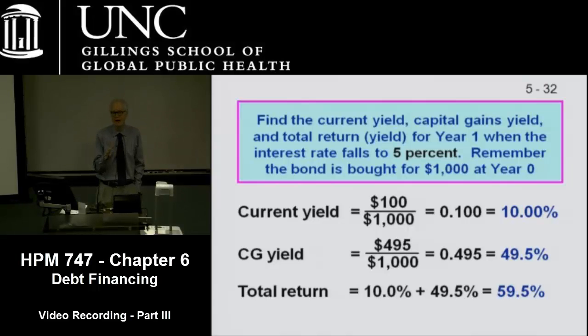This is an extreme example, as I said. You'd never get these kinds of big interest rate changes in the real world, but it's illustrating the point. The current yield of $100 over $1,000 is 10%. So the yield in that year would be 59.5%. So if you are able to predict that interest rates are going down and no one else can, you can make out like a bandit in the bond market.